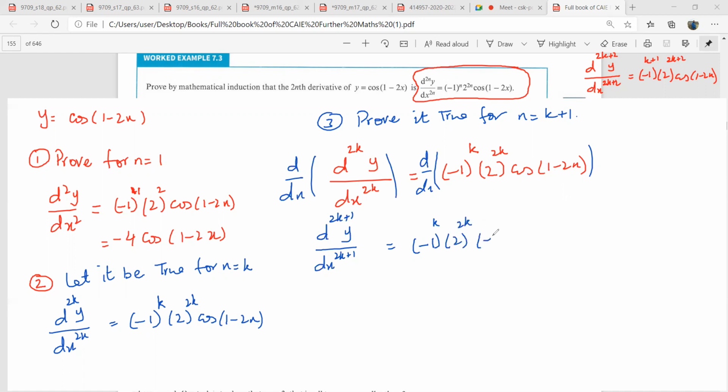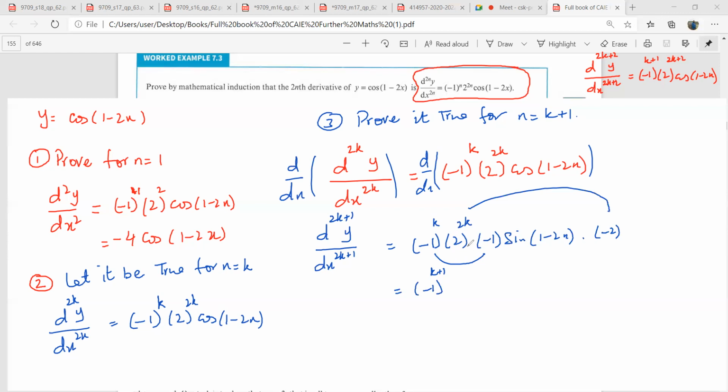And this would be minus 1. I'm intentionally writing this minus 1, and this is sine(1 minus 2x). And again, I'll intentionally write this as minus 2 because I want to add into the powers of the minus 1s and this 2. Now, when you multiply these two together, you have minus 1 raised to power k plus 1. When you multiply these two together, there was a 2 raised to power 2k at the end.